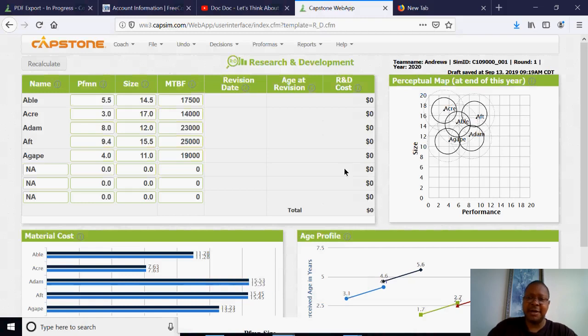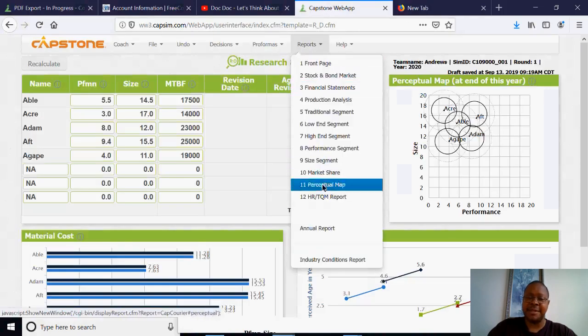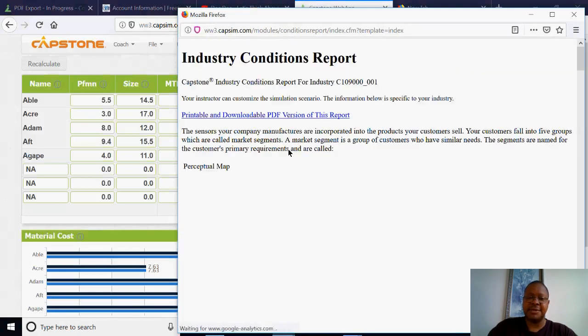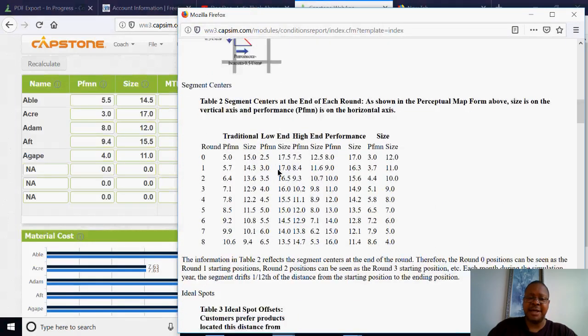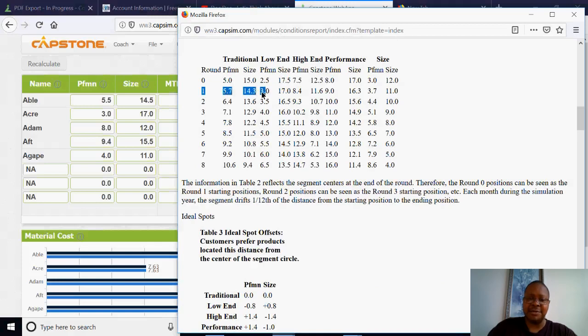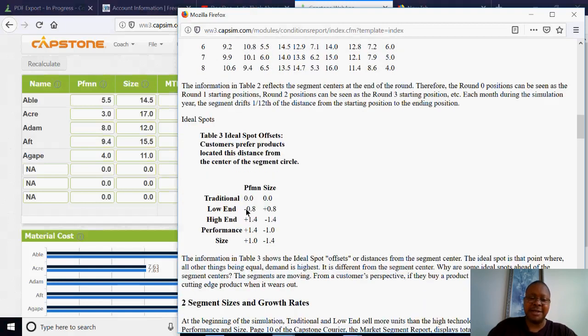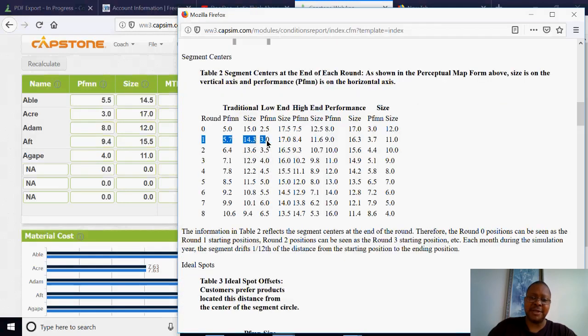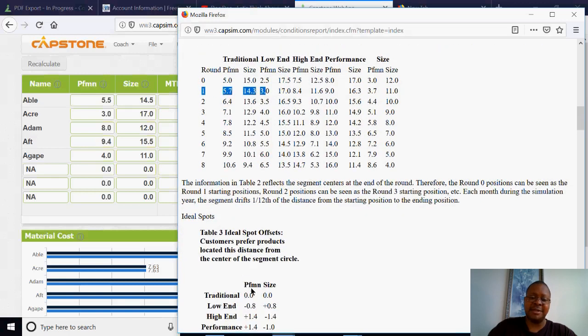In Capstone, our ideal spot is in a different location. Our ideal spot, for instance, at the end of round 1, which is here, which is 3.0 and 17.0, is minus 0.8 performance and plus 0.8 in size from the center spot. This will be the center spot at the end of round 1, and then this will be the ideal spot, the offset, which means the calculations for that.